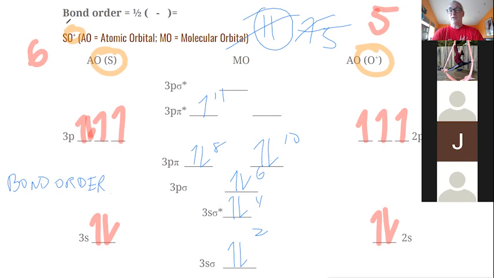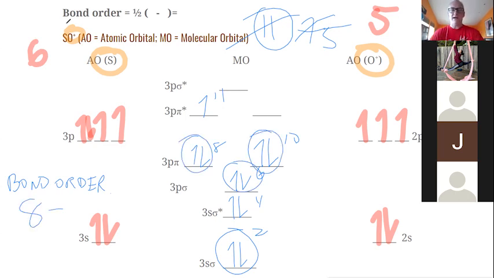Now remember, I can't have a bond order greater than three because I can't have more than a triple bond between two atoms. I can't have four bonds between two atoms. We only have three. So the maximum bond order is three. Remember, we count the bonding electrons and we subtract the anti-bonding electrons. So how many bonding electrons do I have? Eight. Two, four, six, eight. Right, so I have eight.